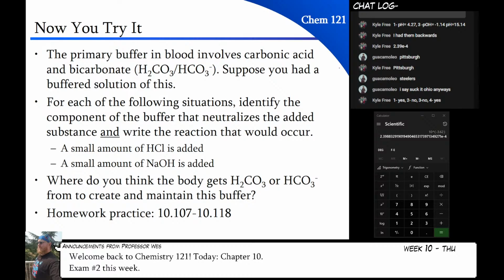So let's look at the carbonate buffer, or bicarbonate buffer. So this bicarbonate buffer is formed from CO2 in your blood, which comes from basically your cells. Your cells put the CO2 into your bloodstream. Your bloodstream transports it to your lungs, but some of the CO2 is used to maintain this buffer. So let's suppose that you have a buffered solution of H2CO3 and HCO3-. What I want you to do is write out the reaction for what part of the buffer will react with HCl and what part of the buffer will react with NaOH.